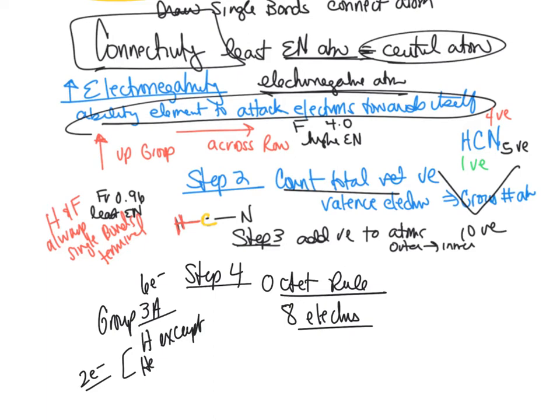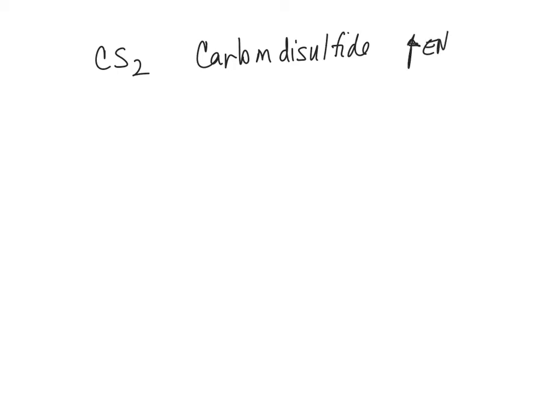All right, so let's work CS2 and try these 4 rules. Okay, so we have CS2. That's carbon disulfide. You should know how to name these, 2 nonmetals. If you increase electronegativity up and over, carbon will be your central atom, and then sulfur's on the other side. Okay, so we did our connectivity.